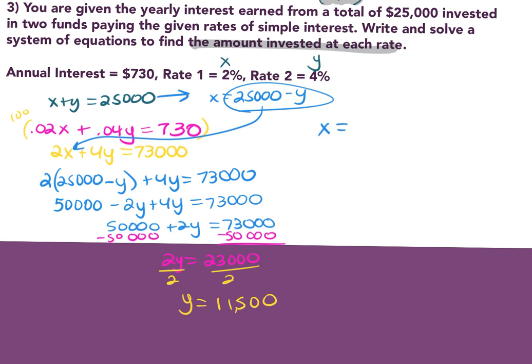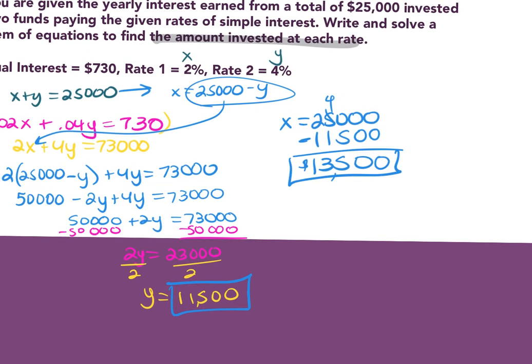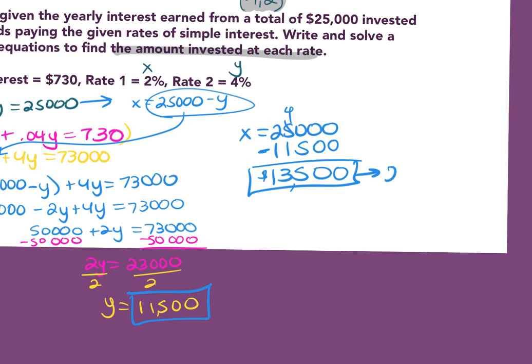If I want to find the x, I do the 25,000 minus the 11,500. And I get 13,500. So 13.5 is my x, which is my 2%, and 11.5 is my y, which is my 4%. Questions on any of those?